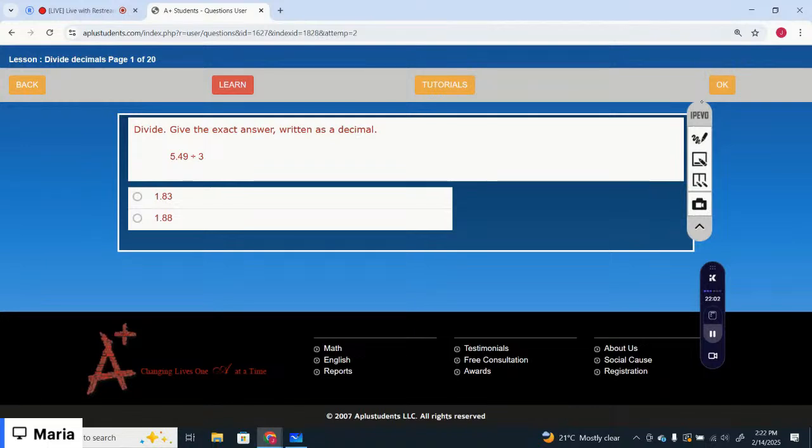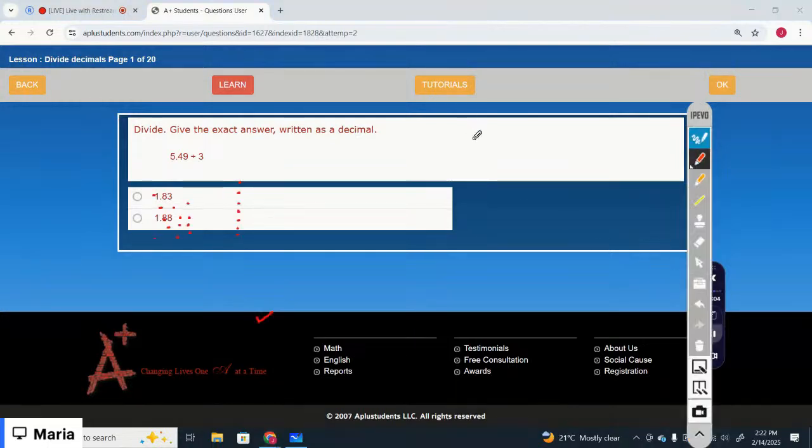5.49 divided by 3. So let's just divide using the long division method. 3 times 1 is 3. 5 take away 3 is 2. Here you have the decimal point. Put the decimal point over here. Now bring 4 down.